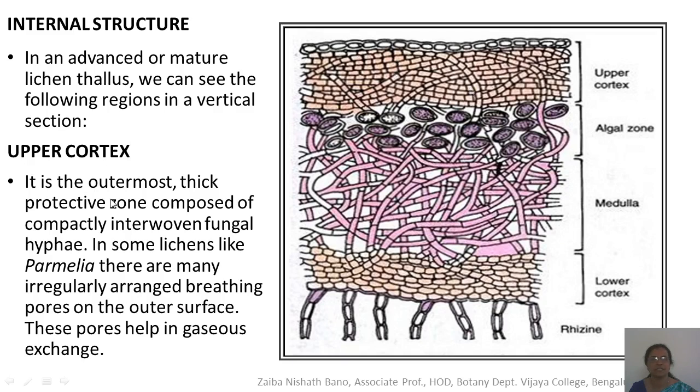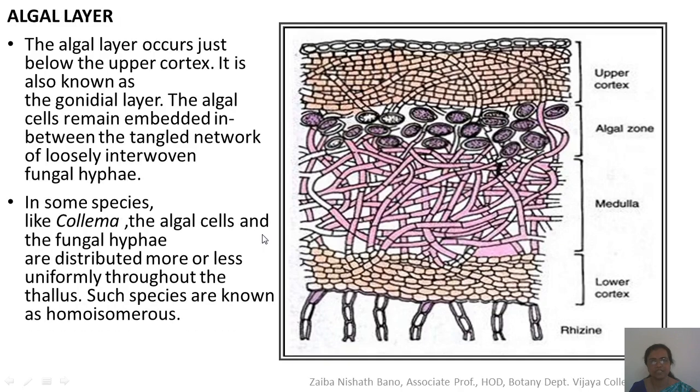It is the outermost, thick, protective zone composed of compact interwoven fungal hyphae. You can see that this layer is completely compact. In some lichens like Parmelia, there may be irregularly arranged breathing pores on the outer surface. What do these breathing pores do? These breathing pores help in gaseous exchange.